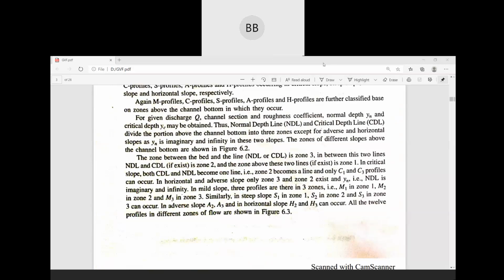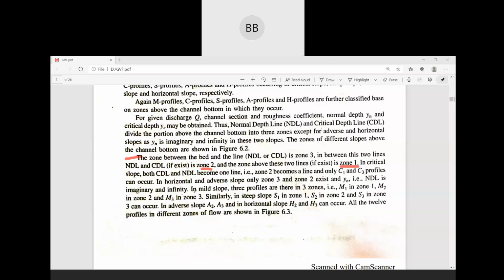Here you can write down: the zone between the bed and the line NDL or CDL is zone 3. In between these two lines is zone 2, and the zone above these lines, if it exists, is zone 1.